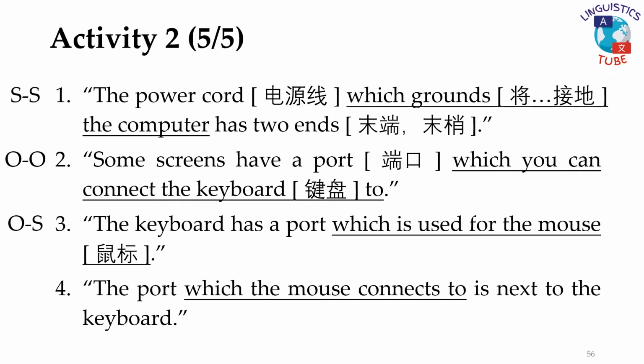And finally, as two separate sentences, sentence 4 would be, the port is next to the keyboard. The mouse connects to the port. Here, the relative clause modifies the subject of the main clause, and the antecedent of the relative pronoun is the object of the second full sentence. Specifically, the port becomes which. Therefore, it is SO.